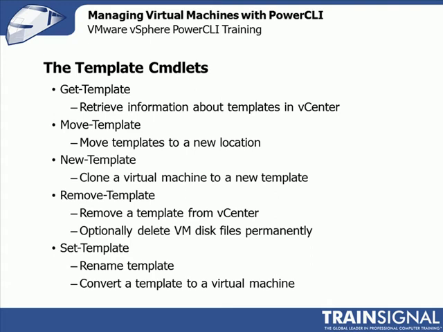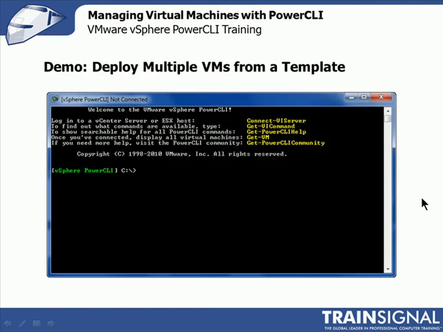Now note that if you want to convert a virtual machine to a template, you're not going to use one of these. You're going to use the set VM commandlet. So if you want to go from VM to template, you use set VM. If you want to go from template to VM, you'll use set template. It's all about what object are we modifying. So let's do some examples. I'm going to give you a demonstration of how to deploy multiple virtual machines from a single template.